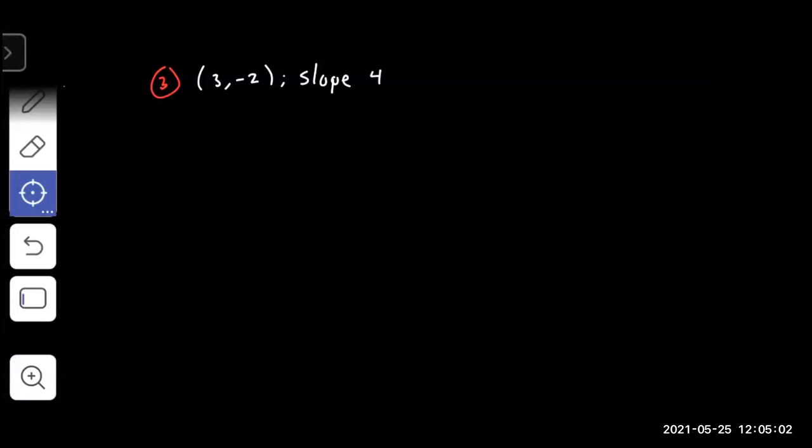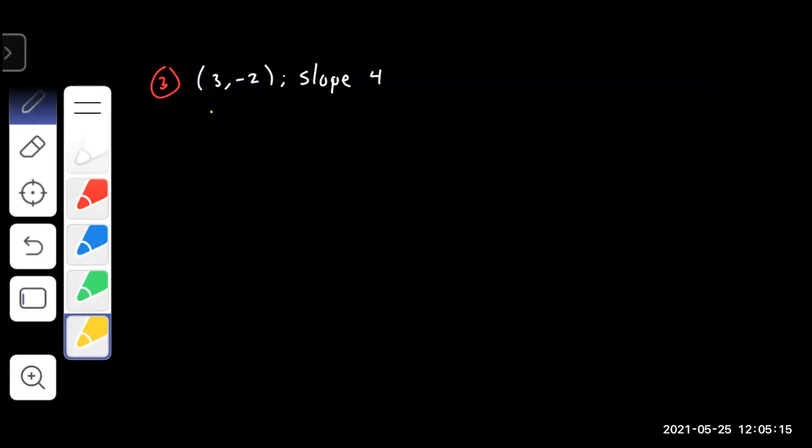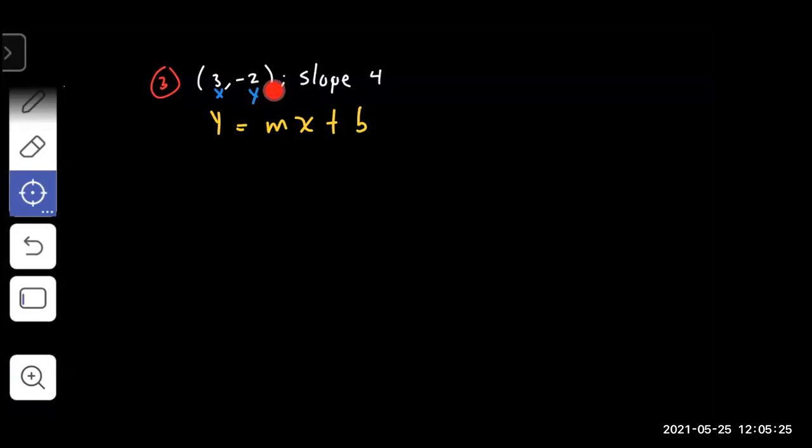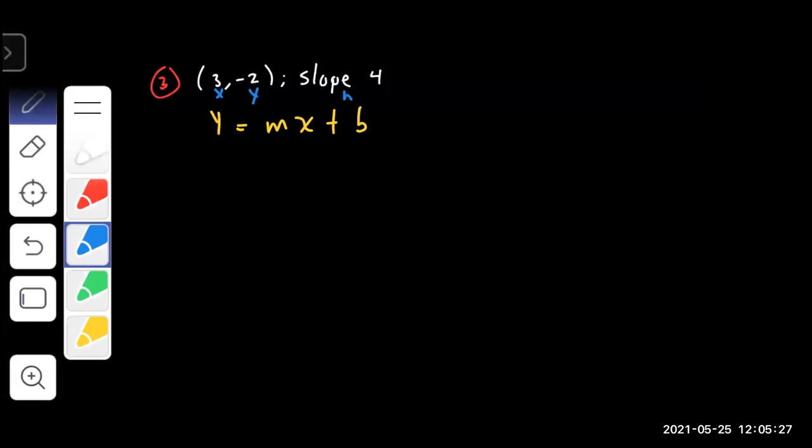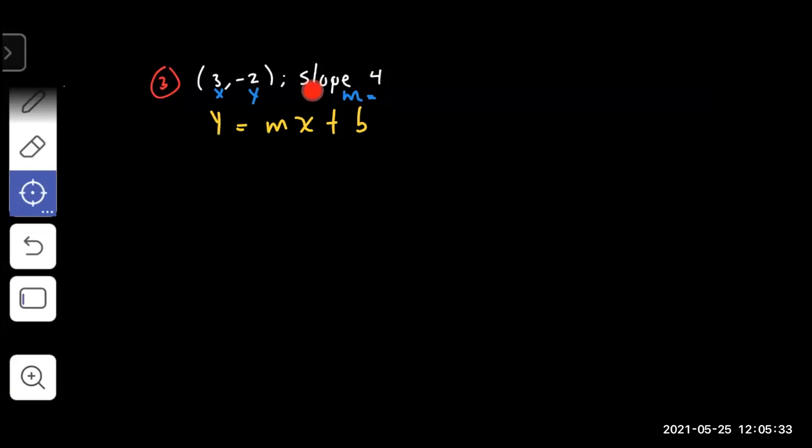Let's have a look at example number 3. We are asked again to find the equation for the point (3, -2), and the slope is 4. So let's rewrite the equation: y = mx + b. I know this point is x, y, and the slope is m. I know the slope, so I can substitute 4 here, but I don't know what b is. That's why I'm going to substitute all this information.